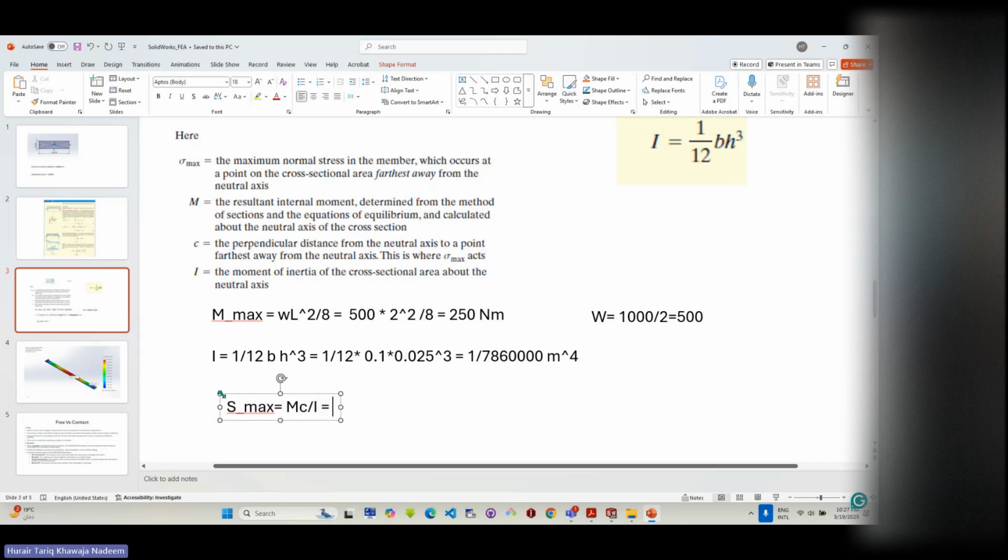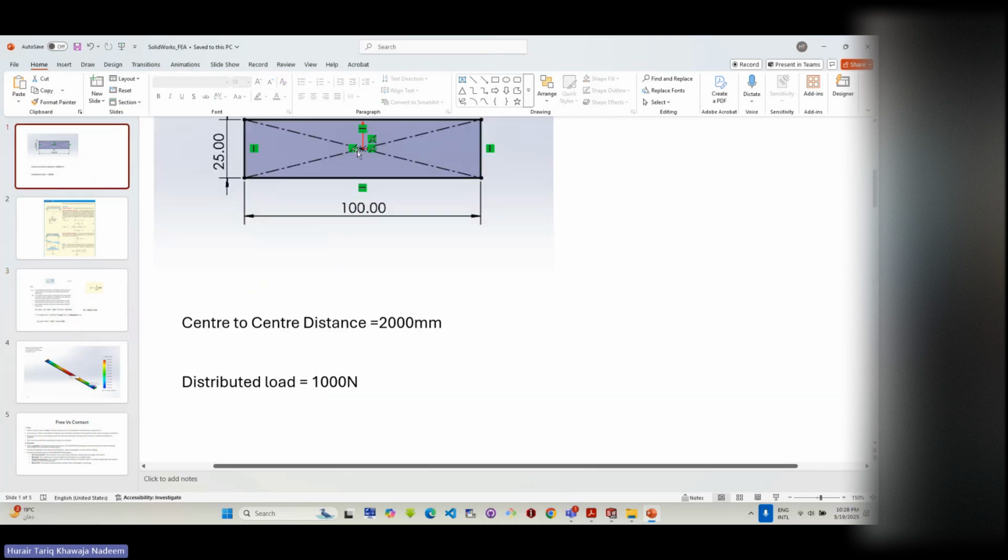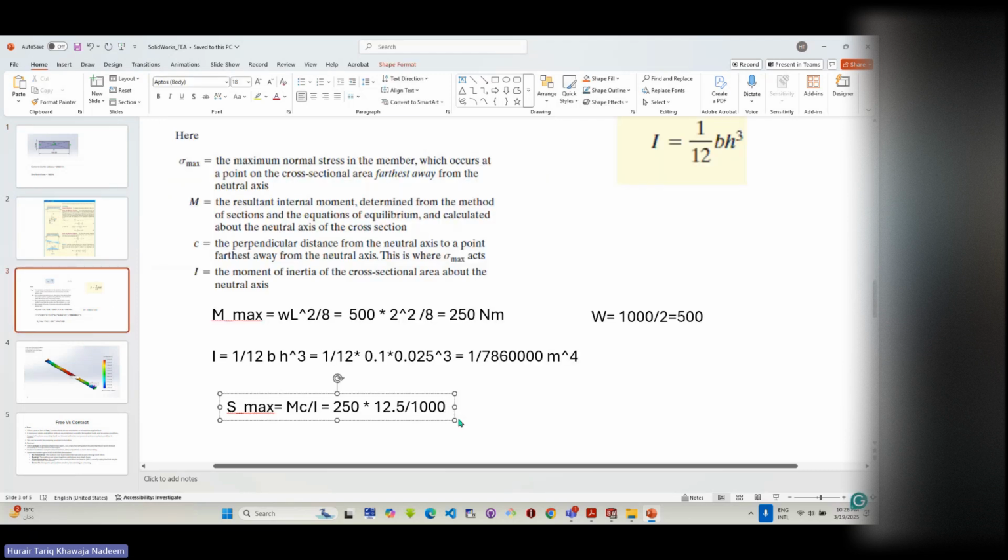So M is how much? 250, isn't it? Multiplied by C, which is going to be 12.5 divided by 1000. It has to be in meters, SI units. What is 12.5? It's the distance from the center to the neutral axis. Why is it 12.5? I know that the neutral axis is over here. So this total is 25, so half of 25 is 12.5. And what is it divided by? I. So divide by bracket this whole number, Control C, Control V.